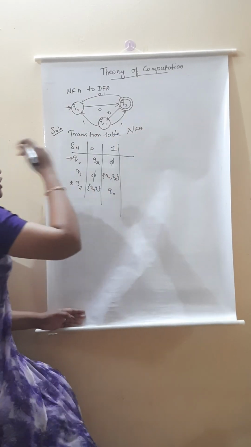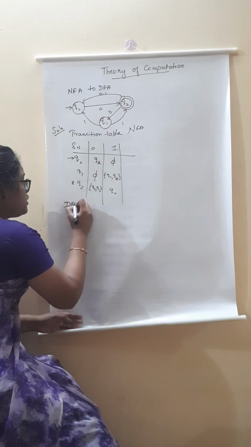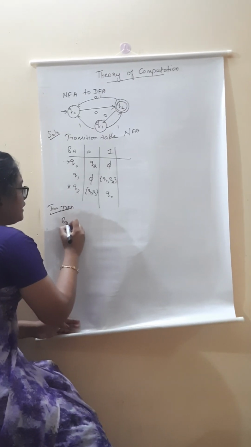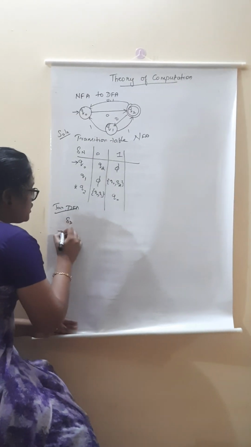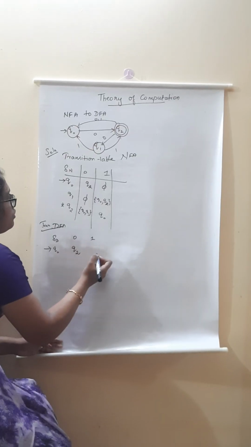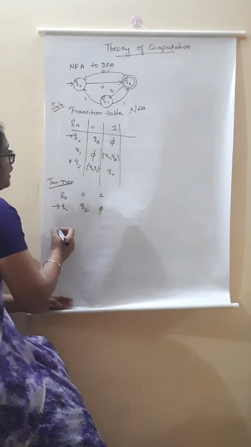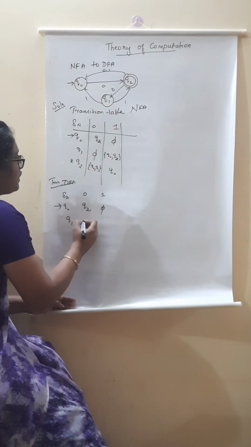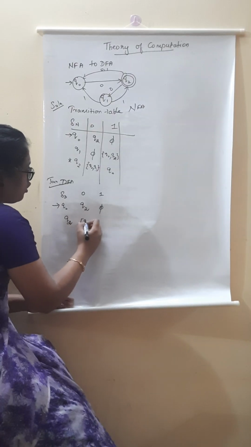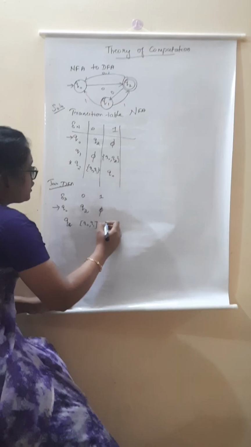Now you have to write the transition table for DFA. That is your conversion part. So how to write the conversion part? That is your transition table for your DFA. So you have to write delta D, and you have to start with your initial state Q0 with respect to 0 and 1. Q0 with respect to 0 is moving to Q2, and Q0 with respect to 1 it is moving to phi. Right, again then you have to write Q2 with respect to 0, it is moving to Q0 comma Q1, right? Now again with respect to 1 it is moving to Q0.